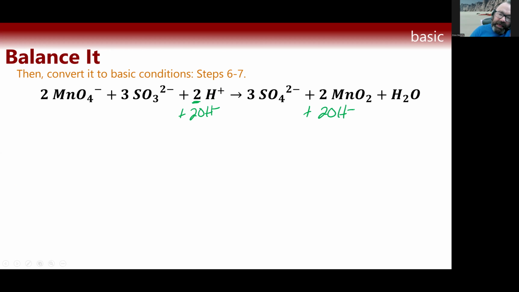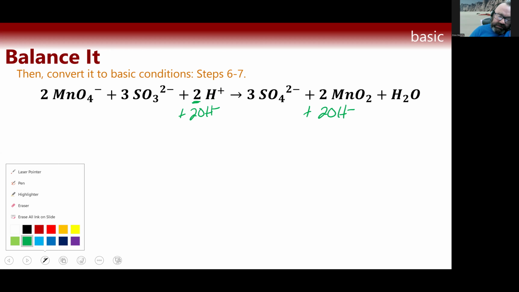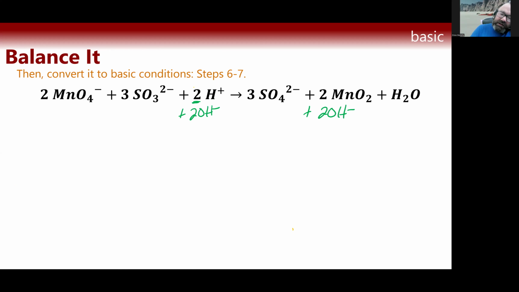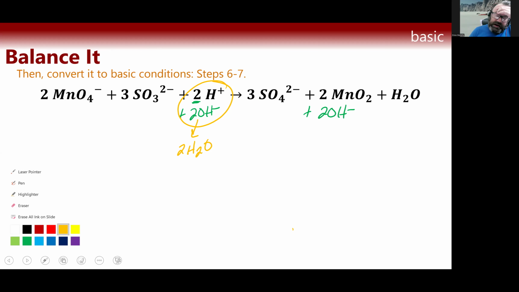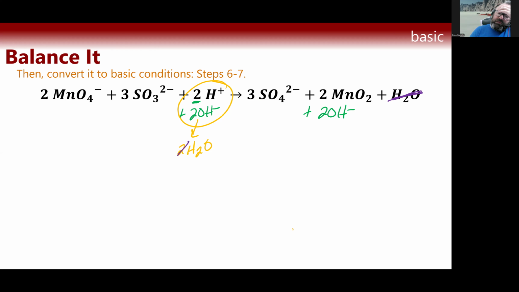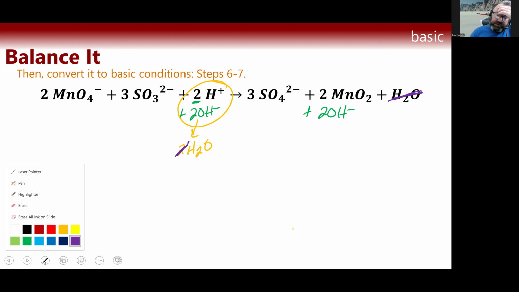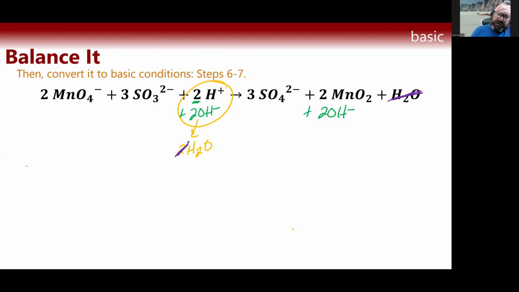Then remember, if you have an H plus and an OH minus, that turns into water. So 2 H pluses and 2 OH minuses makes 2 waters. Now we have water on both sides. So this water and this water will cancel out. And now our final answer is them just rewritten to look nice.